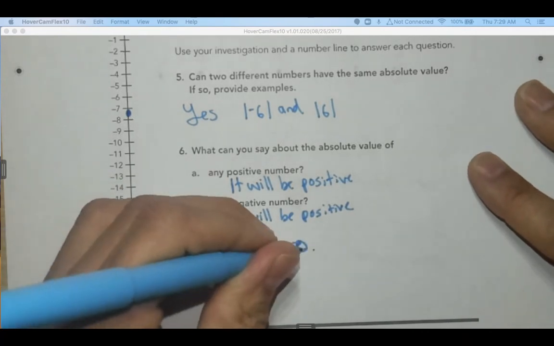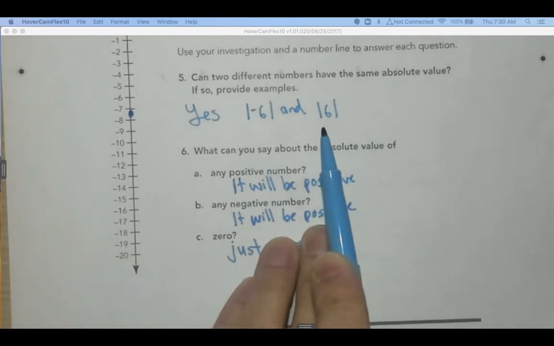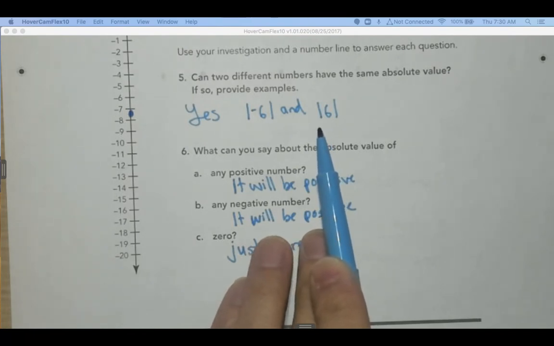So the absolute value is how far away something is from 0. The absolute value will always be a positive number or 0. And we use these symbols right here on the sides of the numbers to show that we're talking about absolute value.